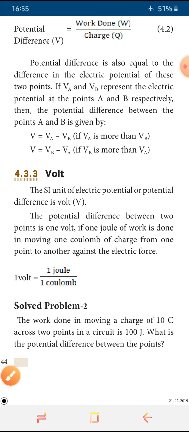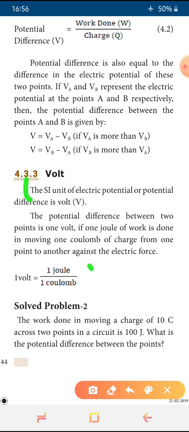Okay, now there is a definition for volt. 1 volt is defined as if 1 joule of work is done in moving 1 coulomb of charge from one point to another point. Don't forget to write against the electric force. It is not towards the electric force, it is happening against the electric force. Understand? This is an important point. This is the definition of volt. For the answer on volt, you can mark from here up to here. So volt is nothing but the unit for electric potential and electric potential difference.